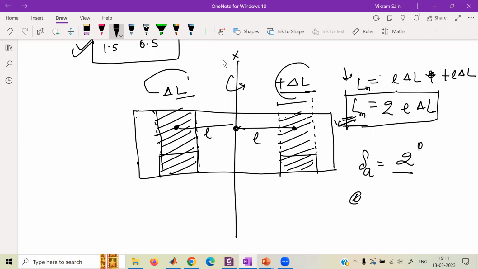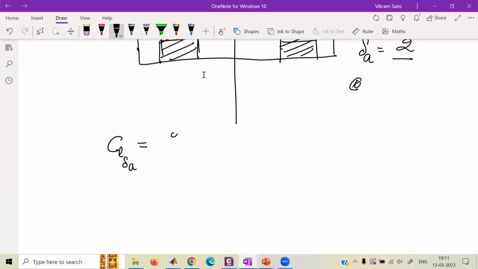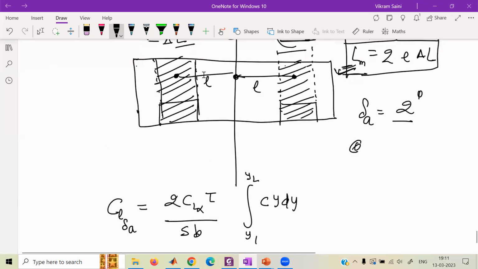Watch that. And right now, I will just put expressions here. We came to this conclusion: C_L delta A is equal to twice C_L alpha, where C_L alpha is of the overall wing, times some number tau, divided by S b. We had to perform some integration of c y dy from Y1 to Y2. I'll explain what these numbers are. Let's look at this picture again. So what is Y1? Y1 is this length.